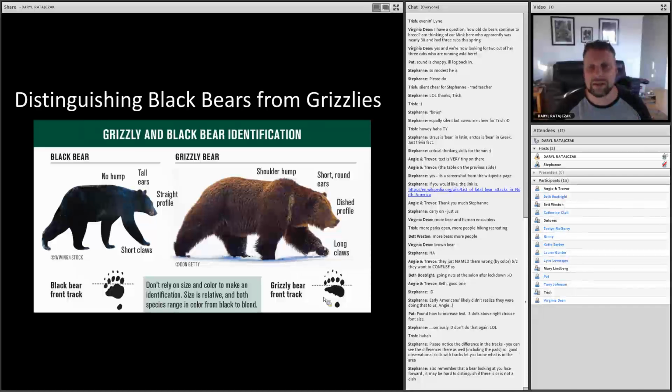All right, another excellent graphic. I like that they use actual bear pictures instead of cartoon drawings, but they all say the exact same thing. So remember, look for the claws, look for the presence or absence of the hump, then the ears, which I don't really like, but the dish profile is more prominent on the grizzly. So those are the 4 things.